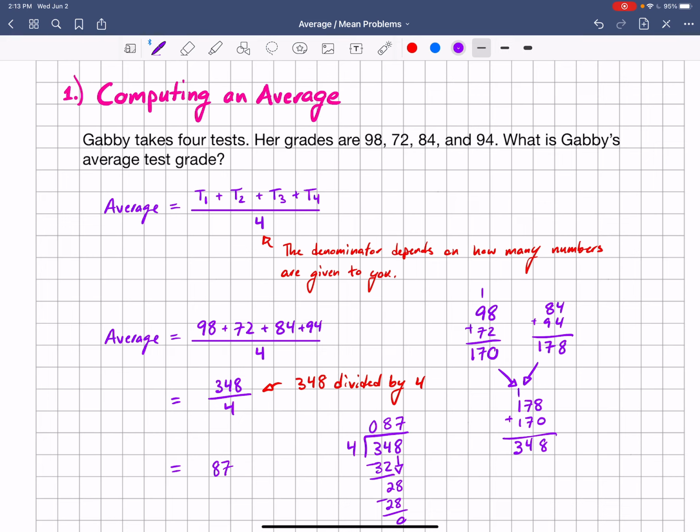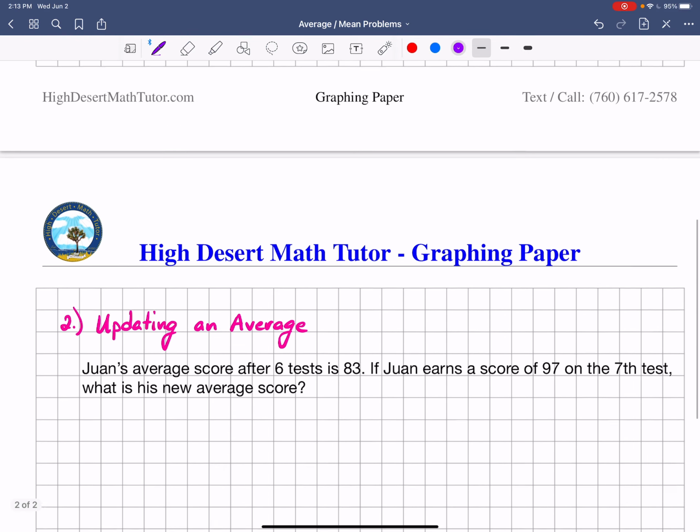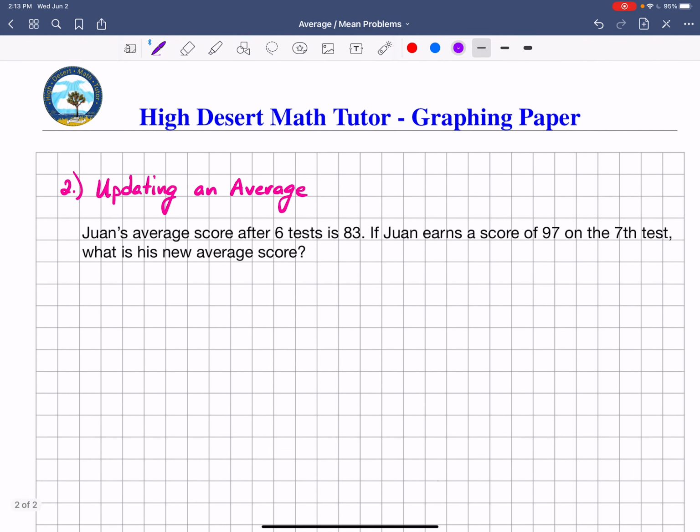So this is the process that you'll always follow for computing an average. But now we're going to look at not simply computing an average, but updating an average. So let's look at this new situation. Juan's average score after 6 tests is 83.